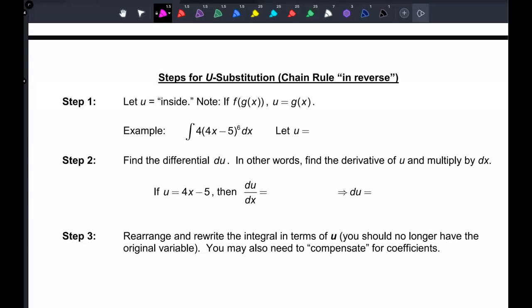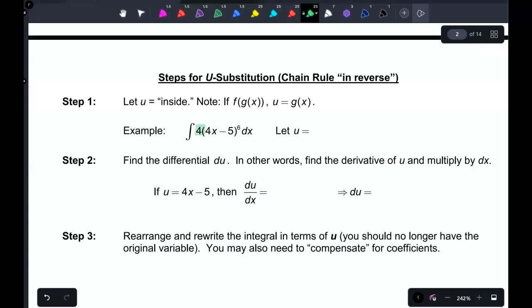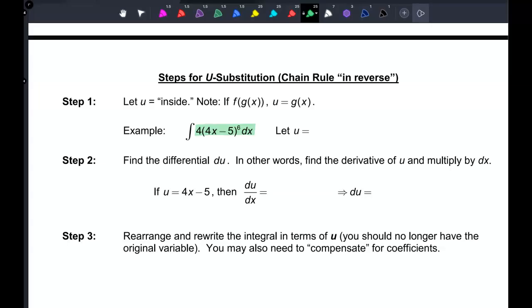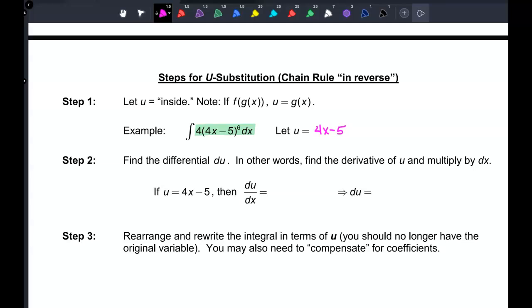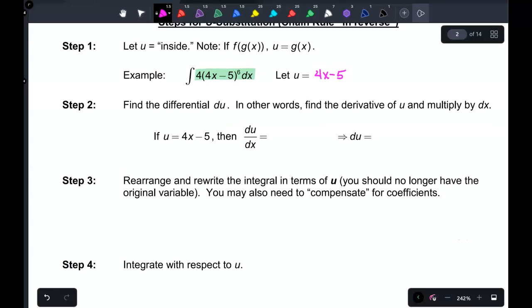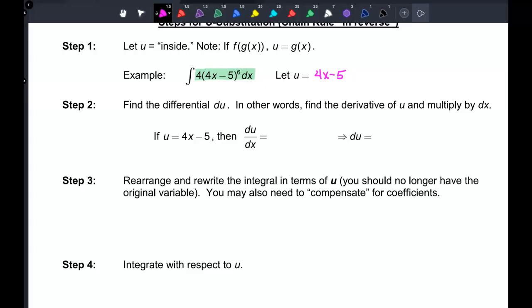Okay? All right, so first thing, here's our example. We have 4 times 4x minus 5 to the 6 dx. So we're going to let U equal 4x minus 5. Okay. So down here, if we make U equal to 4x minus 5, what is du dx? Just 4.